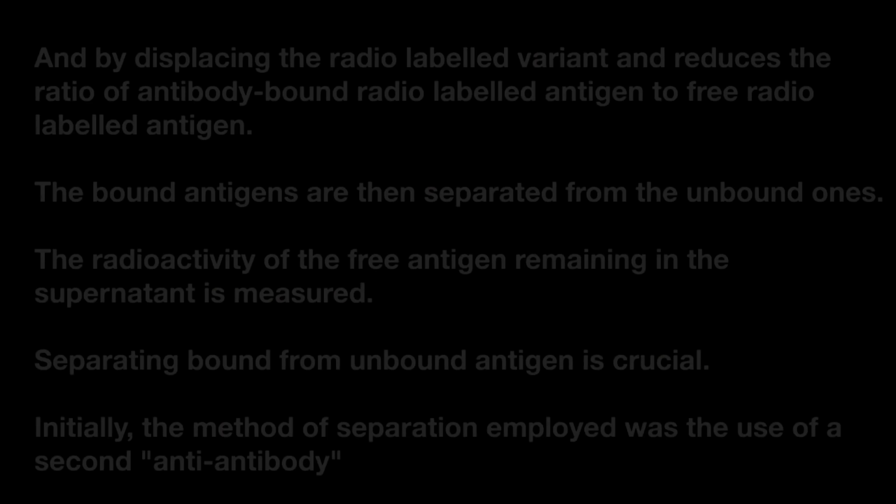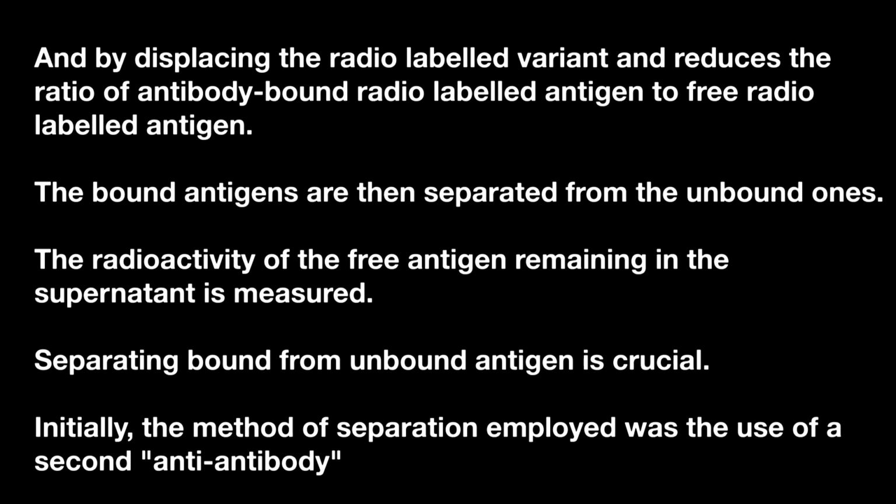So, the general procedure for performing this radioimmunoassay analysis: the cold antigen displaces the radiolabeled antigen and reduces the ratio of antibody-bound radiolabeled antigen to free radiolabeled antigen. The bound antigens are then separated from the unbound ones. The radioactivity of the free antigen remaining in the supernatant is measured, and separating bound from unbound antigen is crucial. Initially, the method of separation employed was the use of a second anti-antibody.